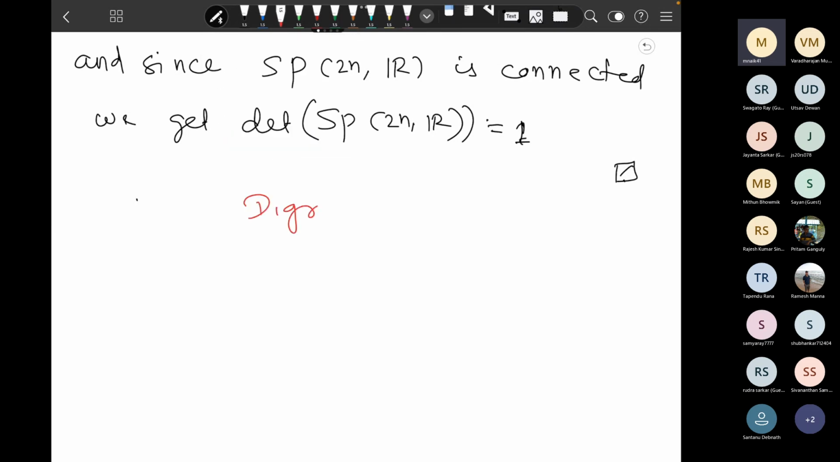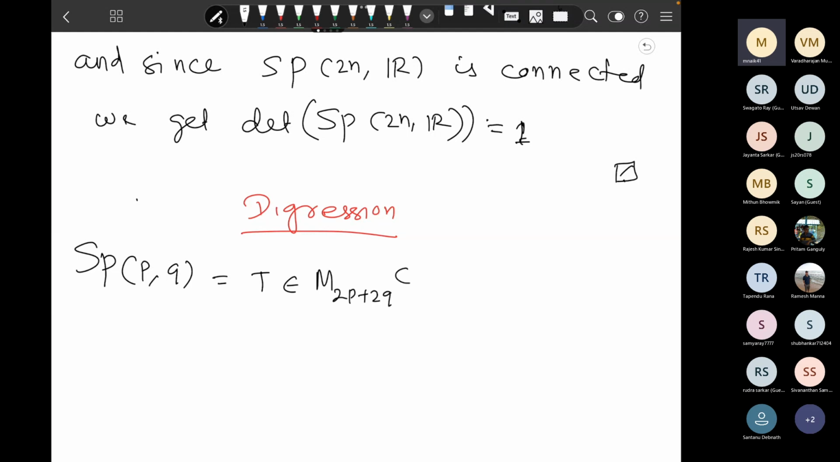So let us write a digression. This SP(p,q), what is the definition? This is equal to T belongs to M_{p+2q}(C) so that Tj is equal to j t-bar, and, okay, what was that condition? T star K(p,q) T is equal to K(p,q).